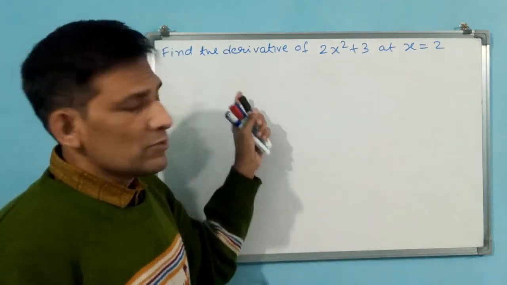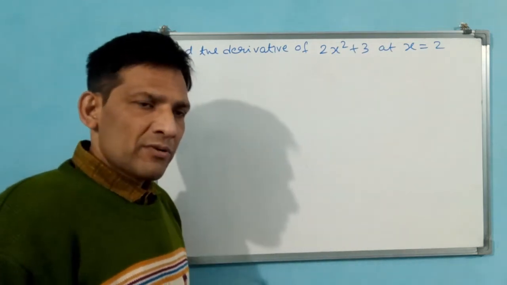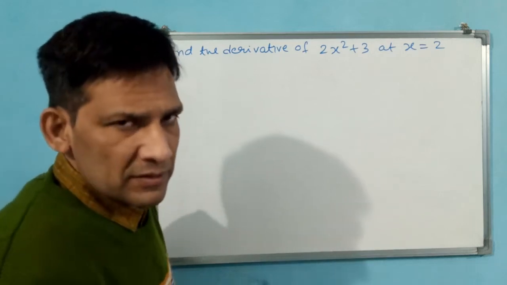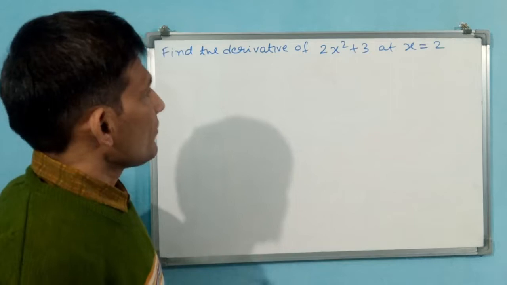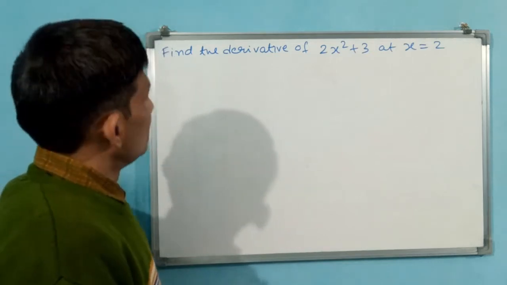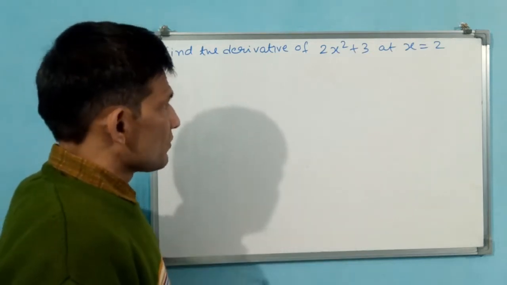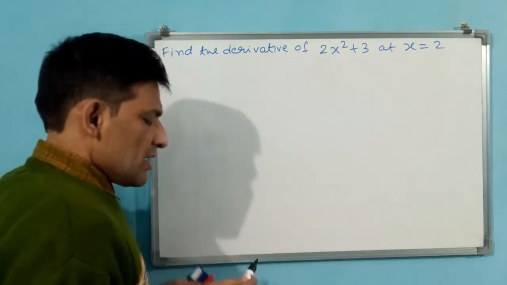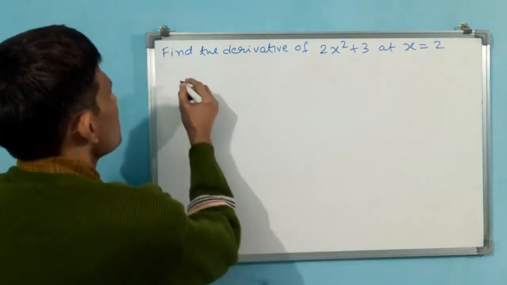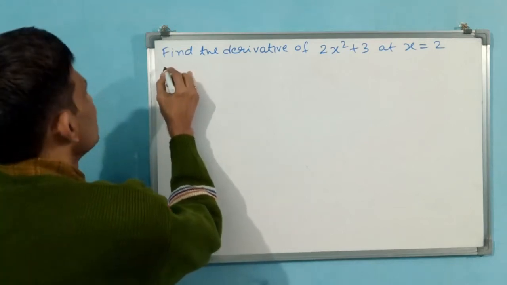Okay, let us do this question. Then we go for the trigonometric question, then again we go for algebra of derivatives. See how I am doing this one. Find the derivative of 2x square plus 3 at x is equal to 2. You see the steps I am writing, observe carefully, then you can understand.